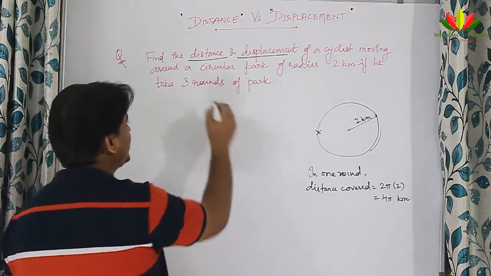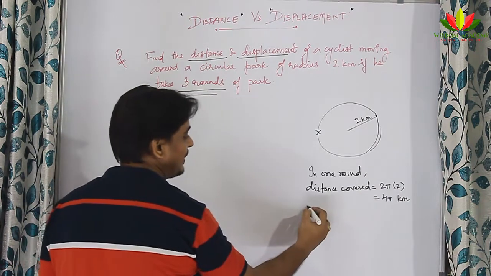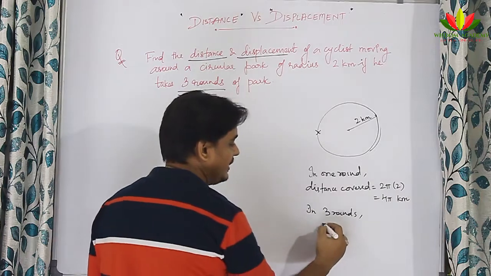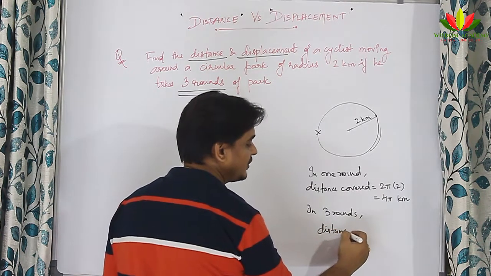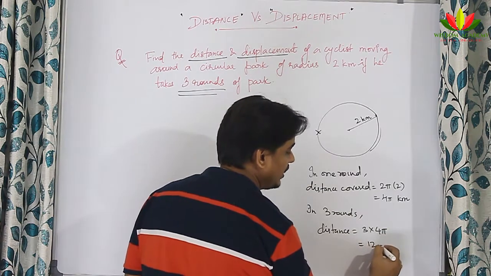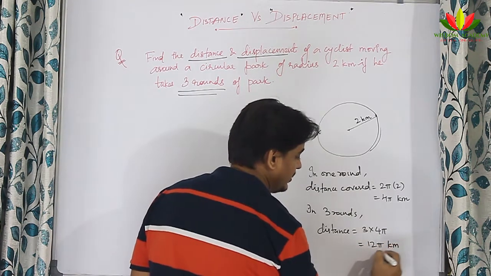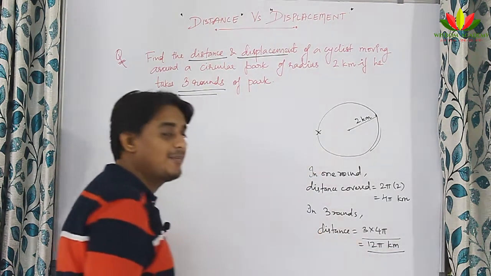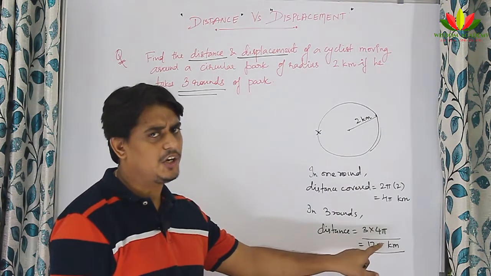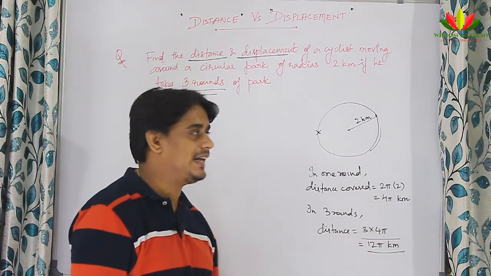If in this question they told us to take 3 rounds, so what will happen in 3 rounds? In 3 rounds, the distance will be 3 times this value, that is 3 into 4 pi, that is equal to 12 pi kilometer. So the distance covered answer came as 12 pi kilometer. You can even put the value of pi as 3.14 or 22/7 and solve this and get the complete answer.